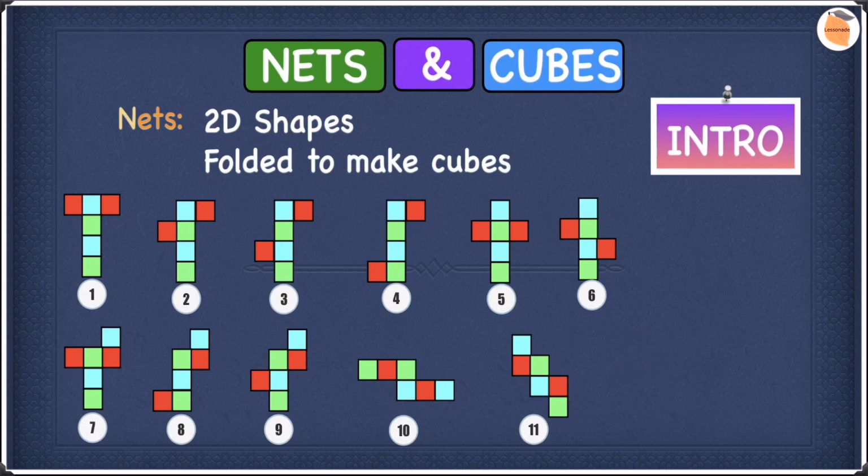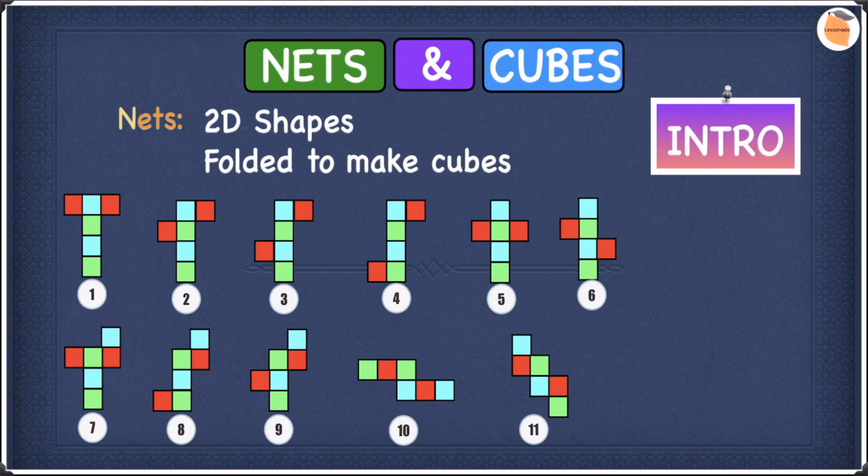Now, as you could see, we have the same colors at different places. This is because the same colors represent the opposite sides. So these two sides are opposite, these two sides are opposite, and these two sides are also opposite. So the same color means they're opposite sides.